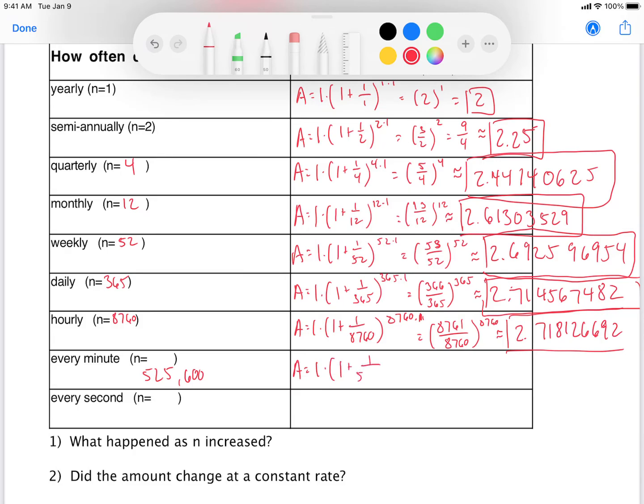Plus 1 over 525,600 to the 525,600 power, which is equal to 525,601 over 525,600 to the 525,600 power, which is approximately what? 2.718279243. Okay?